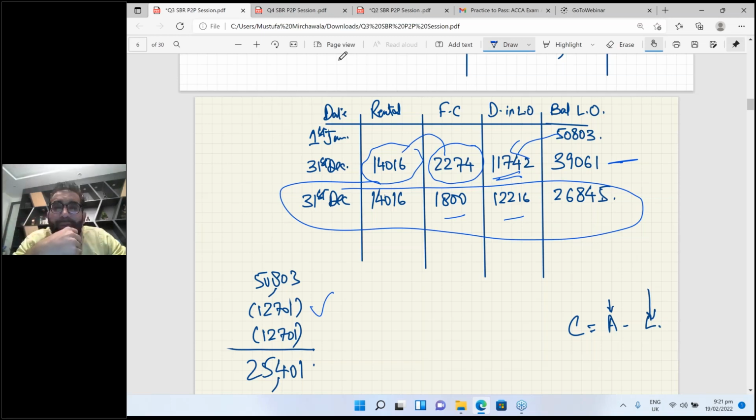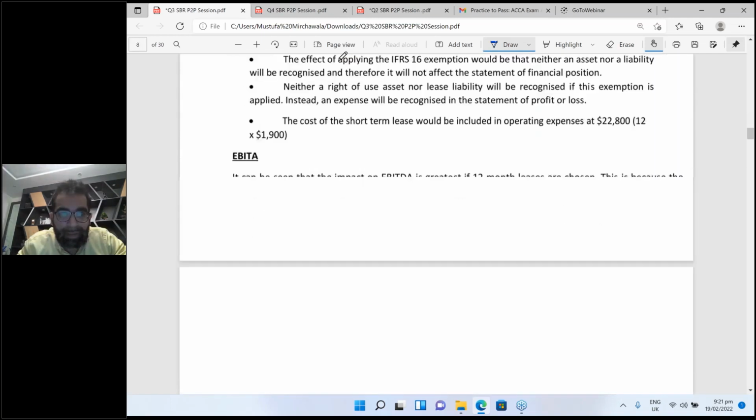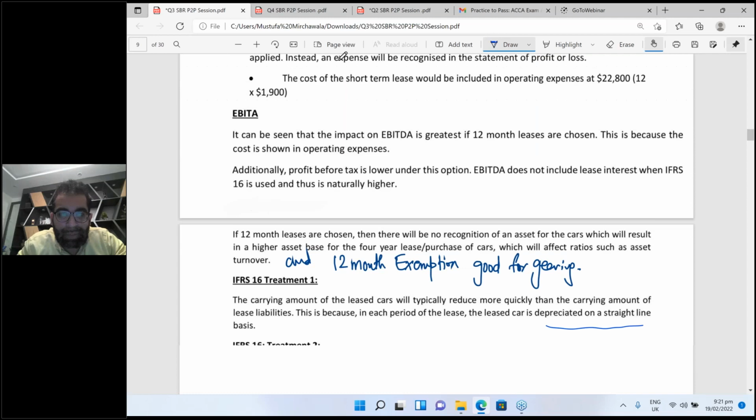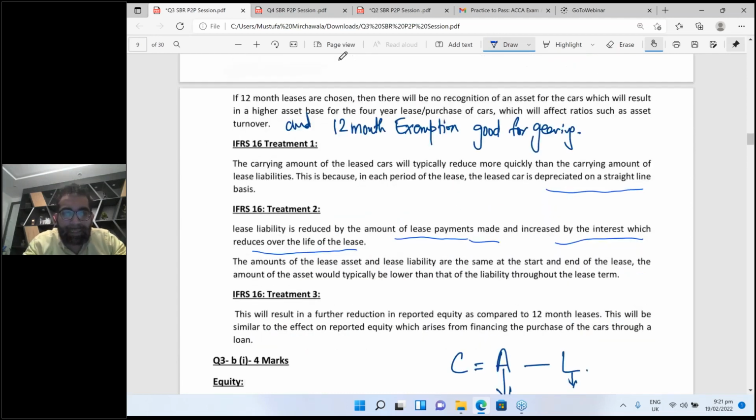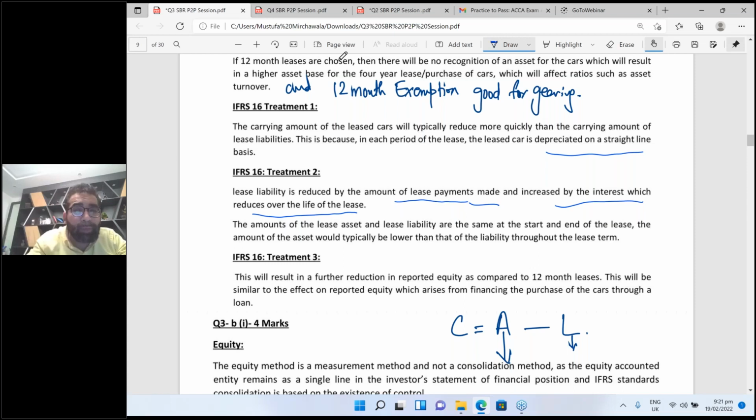Okay, so what will be the impact on the equity? Let me show you. See this, C is equal to A minus L. The liability is going down with a slower pace, but the asset is going down with a higher pace. So asset will be more lower, so finally your equity will be lower.